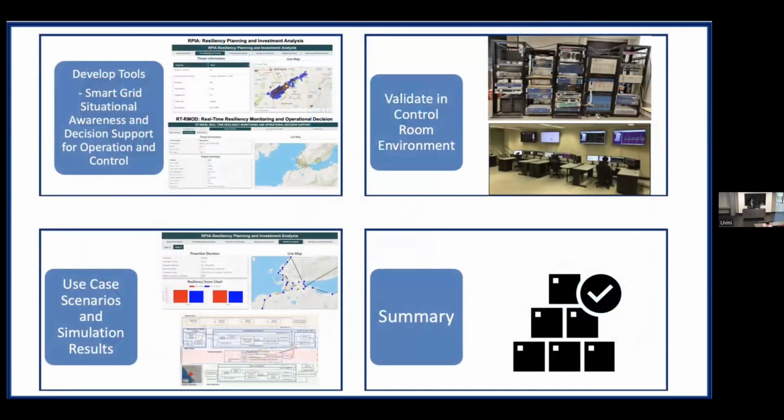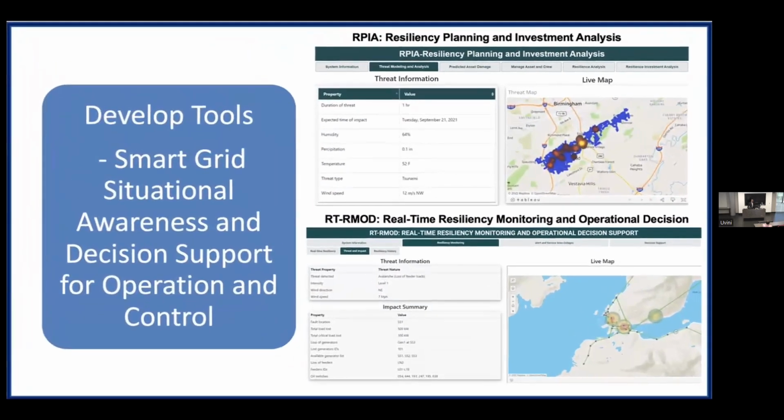So I'm going to talk about these four things next, which are: develop tools for situational awareness and decision support; then validate in a control room environment using some test bed, and also some scenarios which will help them; and then summarize it. So the first one is how do I develop tools which will enhance their situational awareness, to know what's going on, and also decision support.